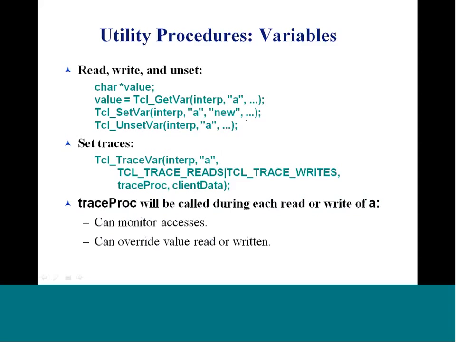So some more things on the variables: read, write, and unset. How do we do it? We set the value, and then value equals Tcl_GetVar with the interpreter and a, whatever the value is from that you get it. And then we just set the variable a in the interpreter, and we unset the var for any of the other variables already there.